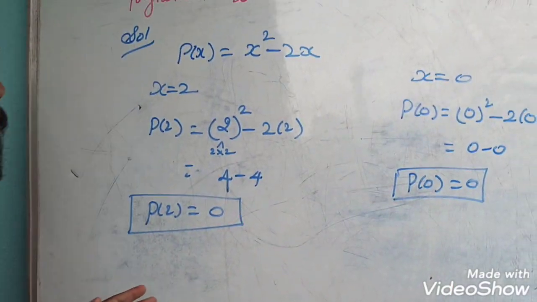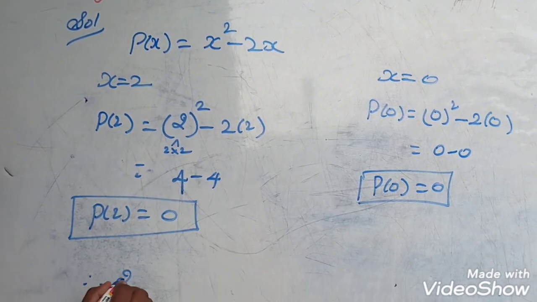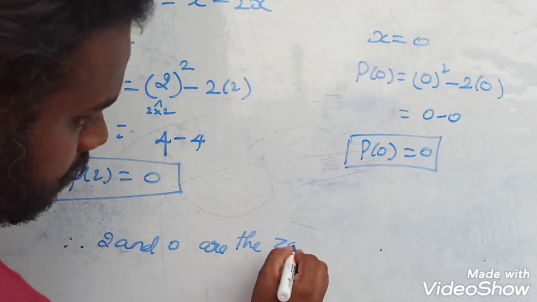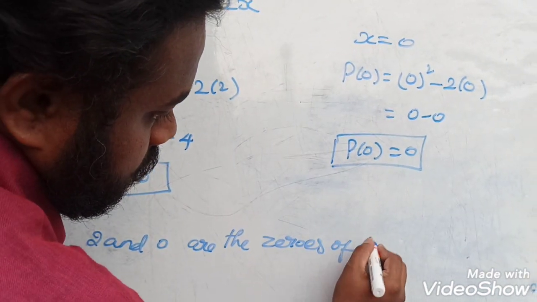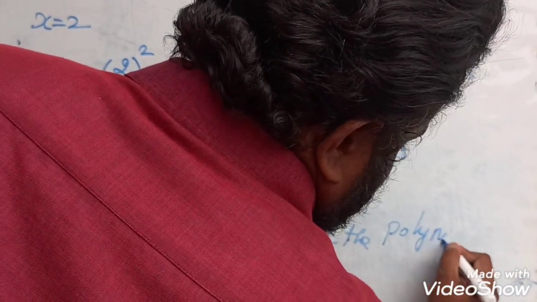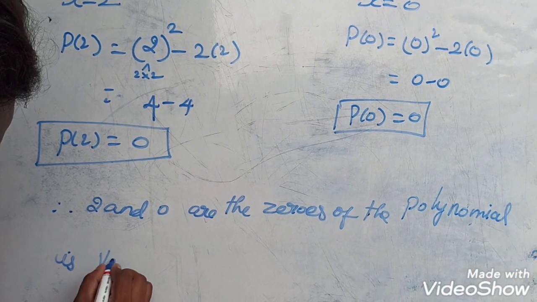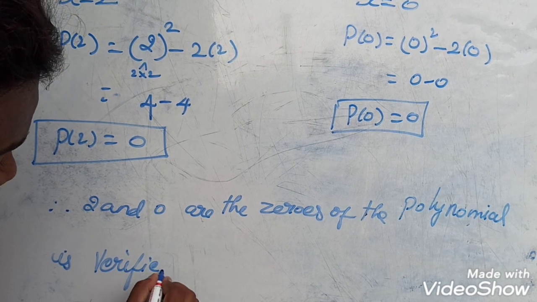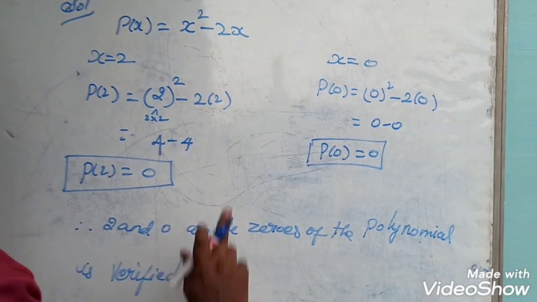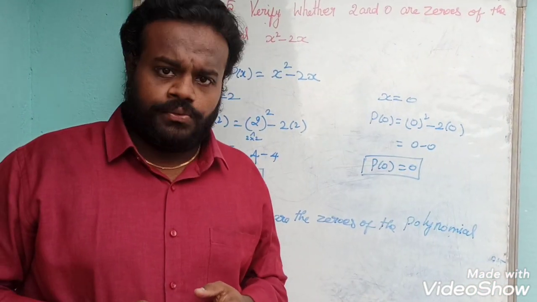Now the value we substitute, 2, we get 0. The value we substitute, 0, we get 0. Therefore 2 and 0 are the zeros of the polynomial, it is verified. Because they had already given 2 and 0 as zeros, we only had to verify. So it is verified. Next we move on to exercise 2.2.